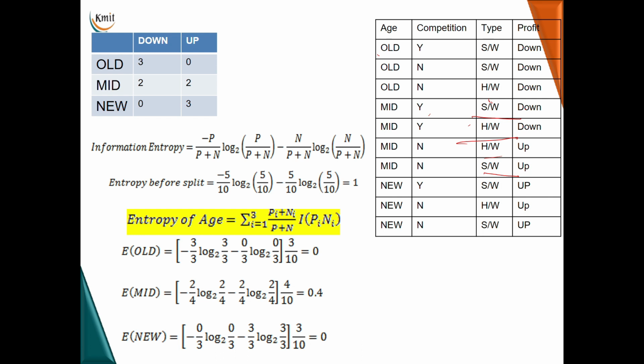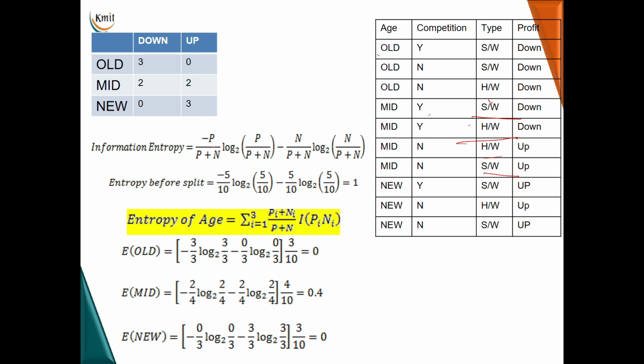Next, new. For new, how many downs do you have? Do you have any down? No down, so 0. How many ups do you have for new? 3 ups: 1, 2, 3. Done. So if you all can see, this down and up classification I have done.